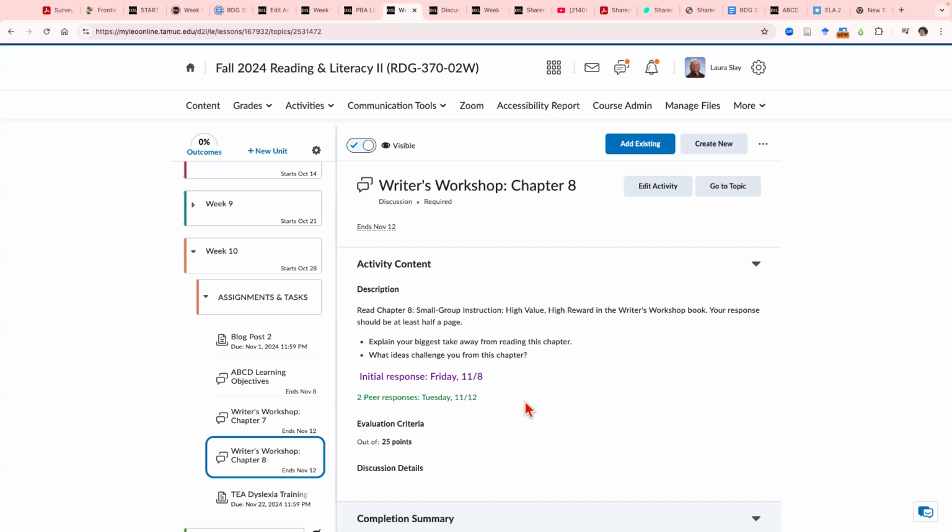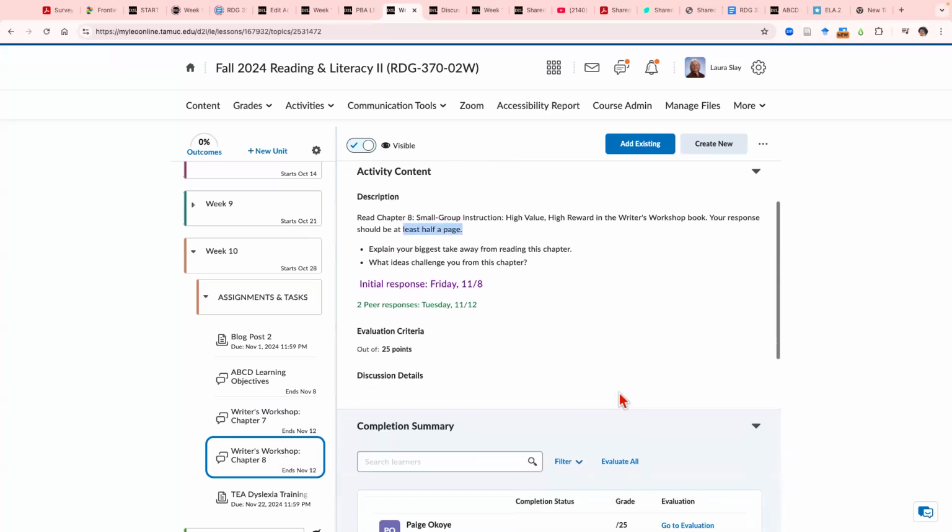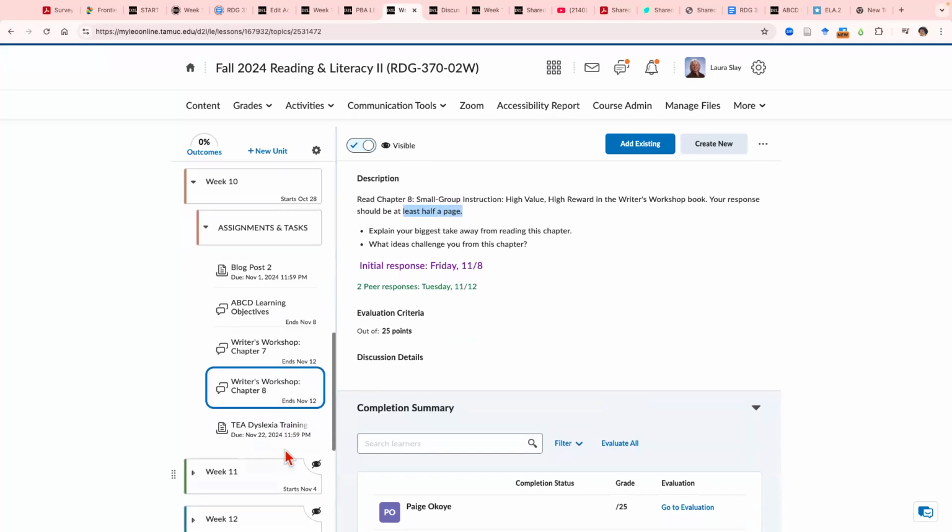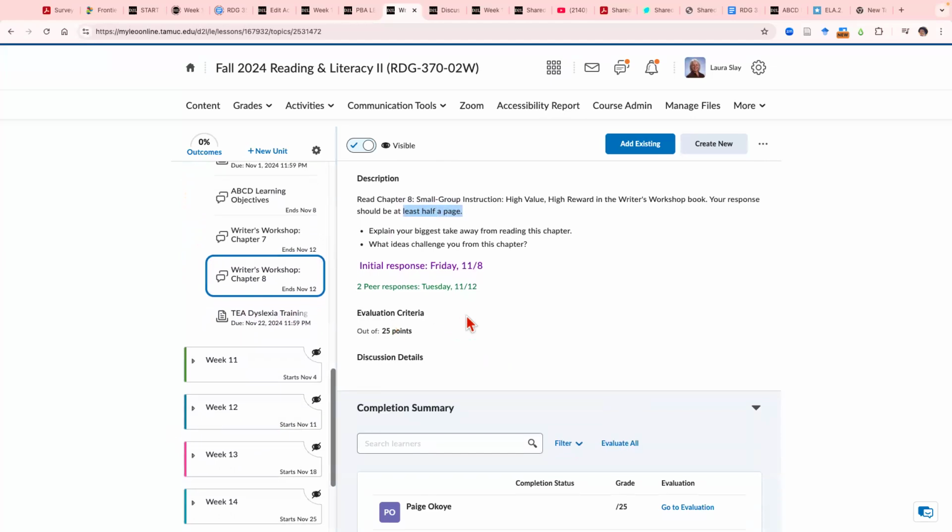So what's your biggest takeaway from reading this chapter, and what challenges you? What ideas challenge you? I want you to write at least half a page in response to this particular chapter as well. And that's your work for this week and next week. And don't forget to continue working on your dyslexia training.